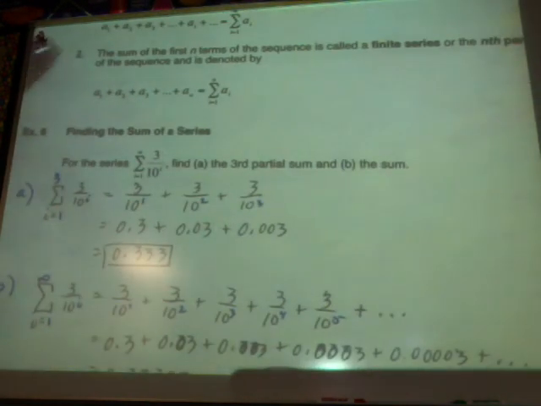All right, so then we have an infinite series. It just means that there's no end to the series.